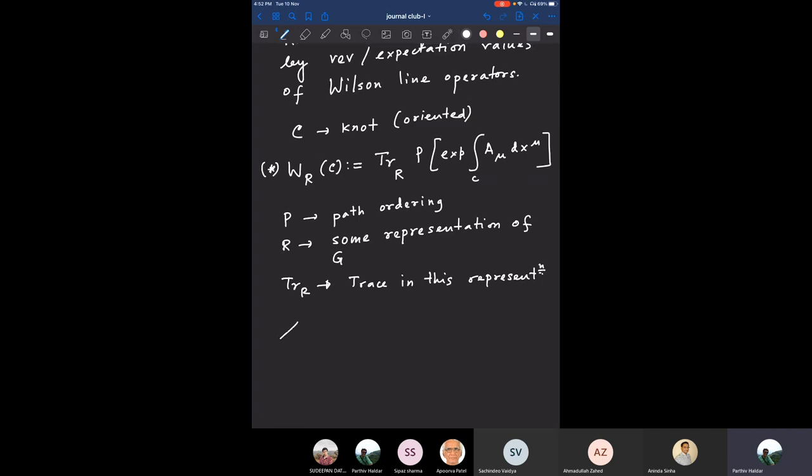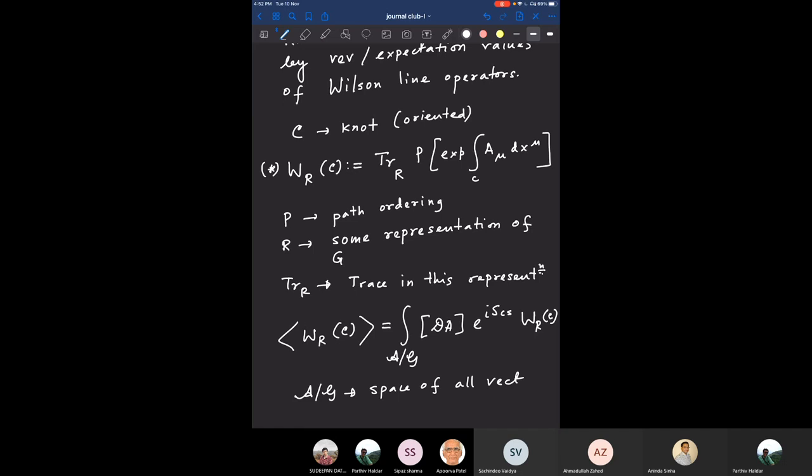Then you define the expectation value with e to the power iS. So this is basically a space of all vector fields modulo gauge transformations, on which you are doing this path integral.